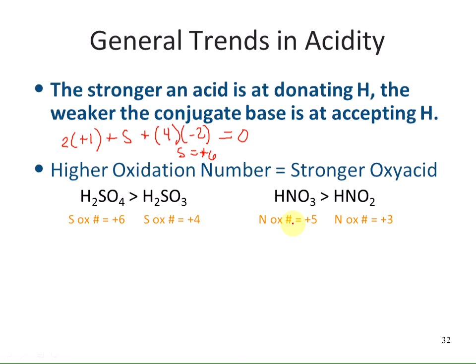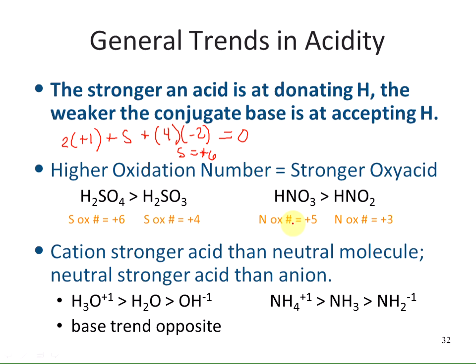The cation forms a stronger acid than the neutral molecule, and the neutral molecule forms a stronger acid than the anion. So if we're looking at hydronium, water, and the hydroxide, the hydronium is the strongest acid. It's got a positive charge. It's much easier to lose a proton than the water or the hydroxide. And the water is in the middle. It's easier for it to lose a proton than the negatively charged hydroxide.